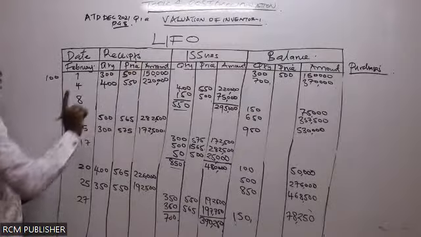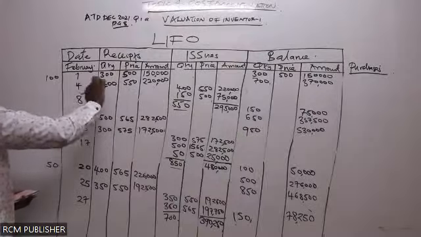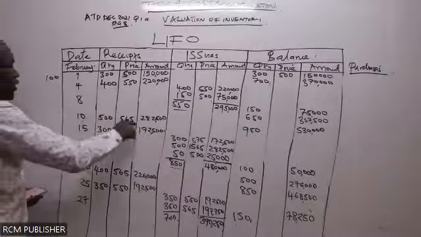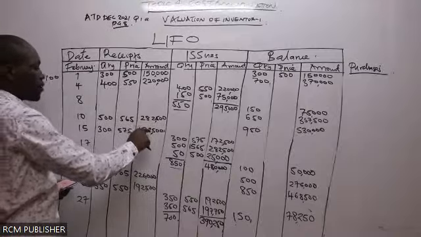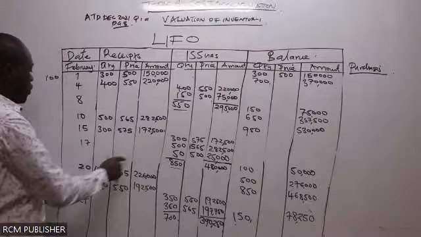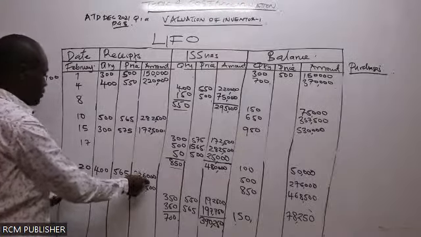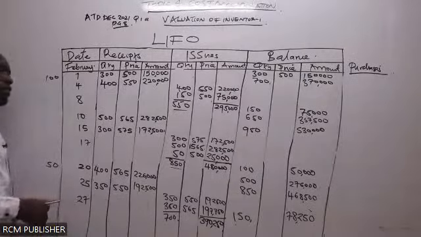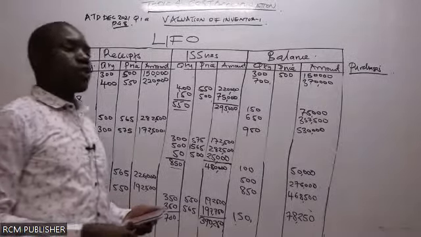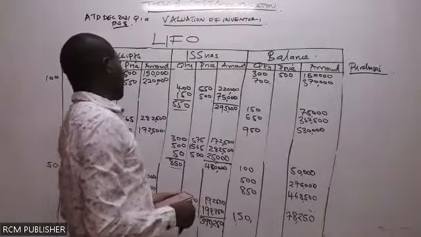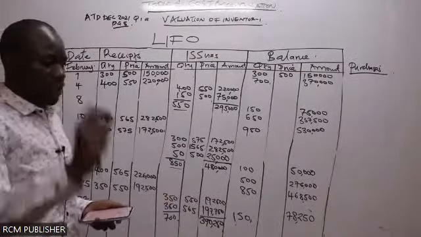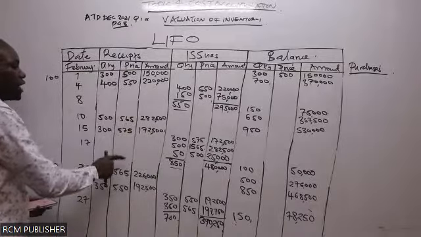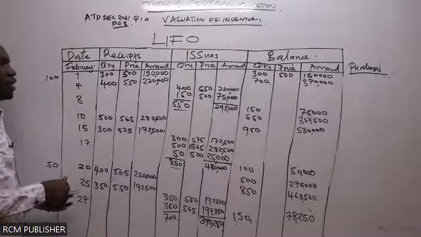Opening, of course, is not purchases, but it is there under receipts. On 4th, we received 400 at 220. On 10th, 282,500. 15th, 172,500. On 20th, 226,000. On 25th, 192,500. If you look at the purchases, it will not change. The purchases value will not change because we received goods at these prices. Whatever is going to change is only the issuing.